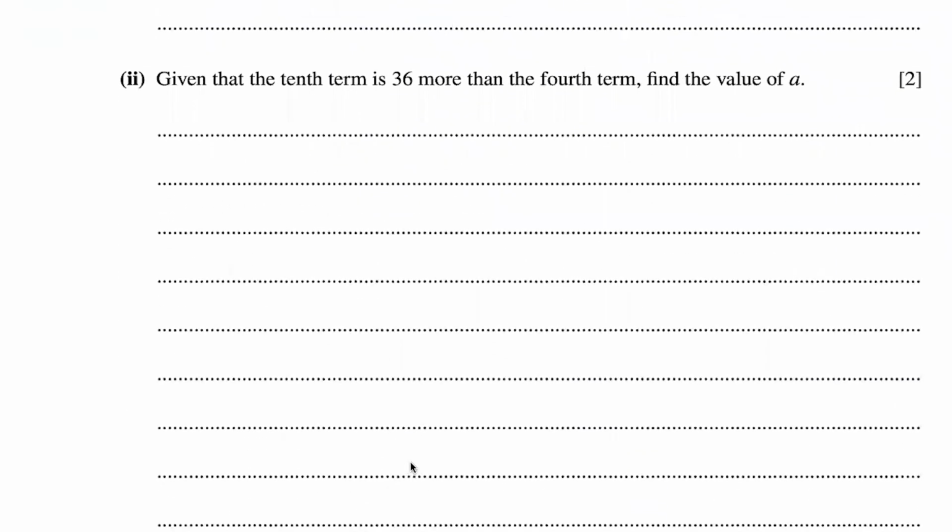In part 2, it says, given that the 10th term is 36 more than the 4th term, we have to find the value of a. So for the nth term of an AP, we use the formula a plus (n minus 1) into d. So a is unknown, n minus 1 will become 9d. For the 4th term, we will have a plus (n minus 1), which is 3 into d.